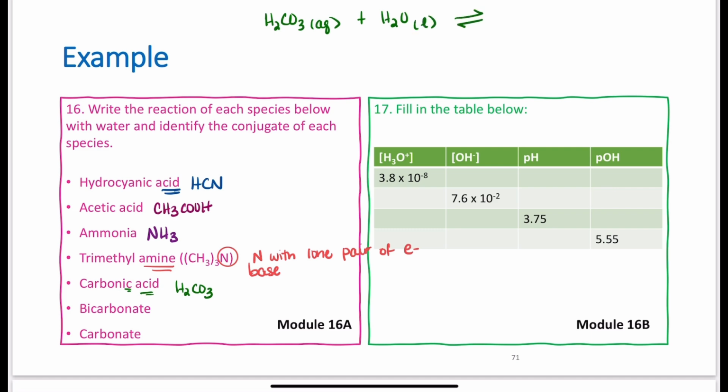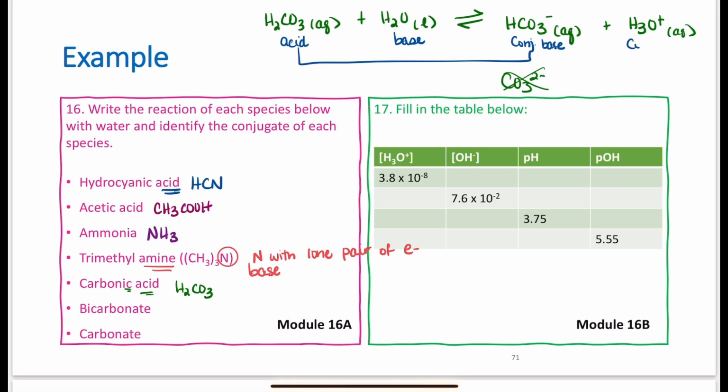This in water, equilibrium arrows, forms bicarbonate, HCO3-, plus H3O+. Some students may say, well, why didn't you just go to carbonate? Because this is looking at the conjugate acid-base pairs, which is the movement of 1 proton, not 2. This is acting as my acid, which makes this my conjugate base. Water is acting as my base, which makes this my conjugate acid.